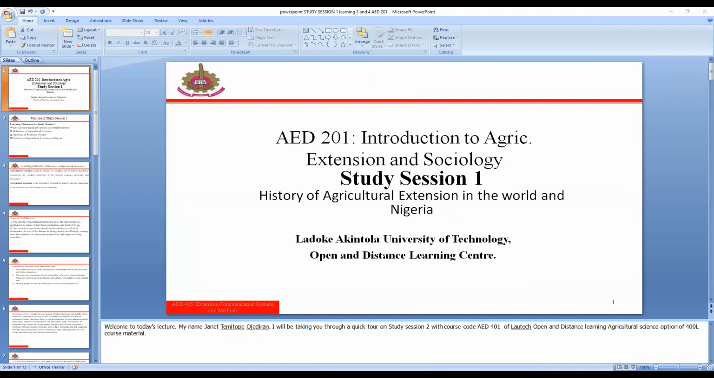Good. So now, I've said earlier that we have discussed study session 1 and learning outcomes 1 and 2. So today, we will be going forth to study learning outcomes 3, 4, and 5. The first one says that when you are through with this session, you should be able to define what agricultural extension is. The second one is the typology of extension systems. And lastly, the problems of agricultural extension in Nigeria.